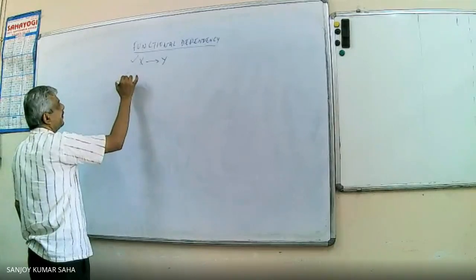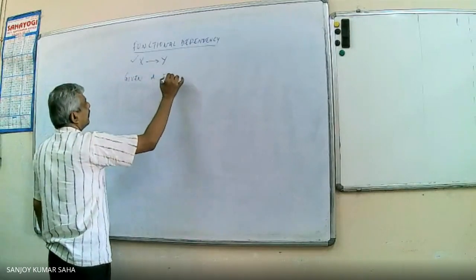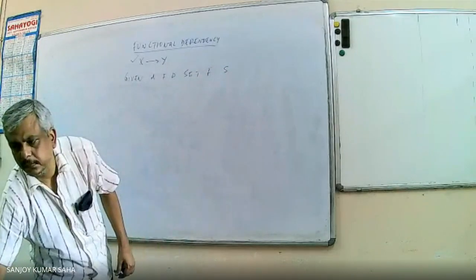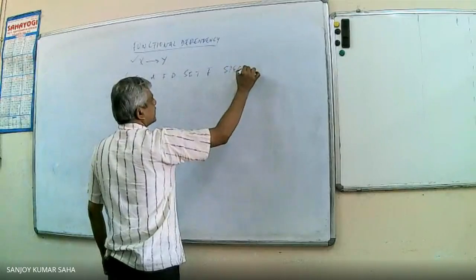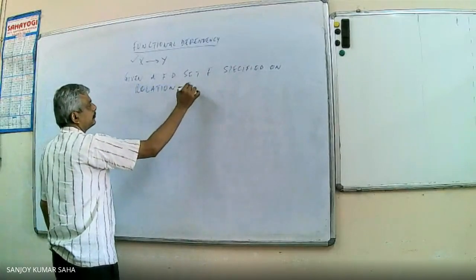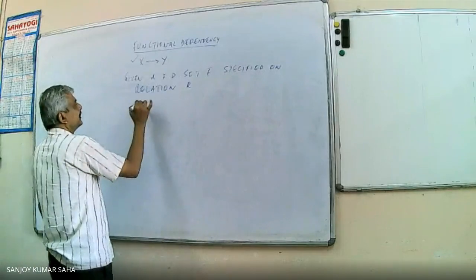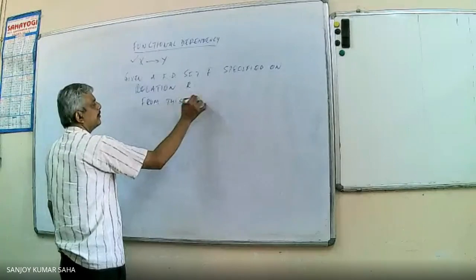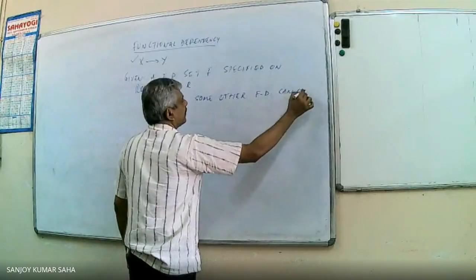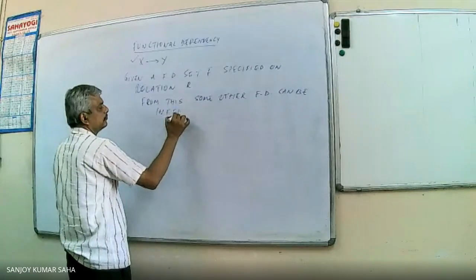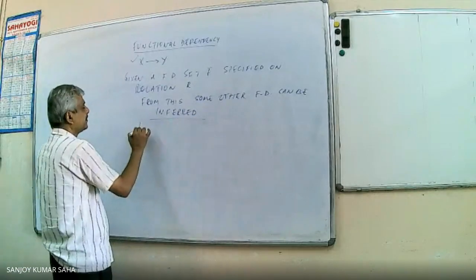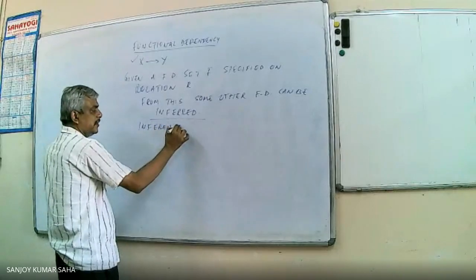So say, given a functional dependency set F specified on relation R, now from these, some other functional dependencies can be inferred. But for this inference, we have certain inference rules.